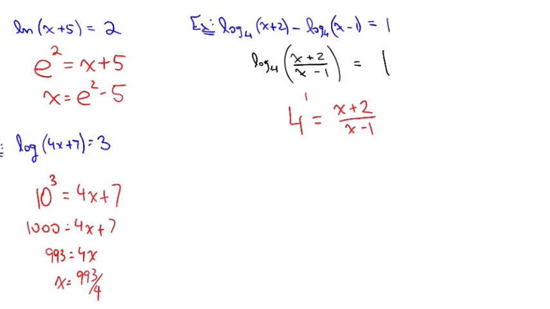You take 4 to the first power. Well, 4 to the first power is 4. That's boring. Multiply both sides by x minus 1. So this becomes 4 times x minus 1 equal to x plus 2. This is 4x minus 4 is equal to x plus 2.